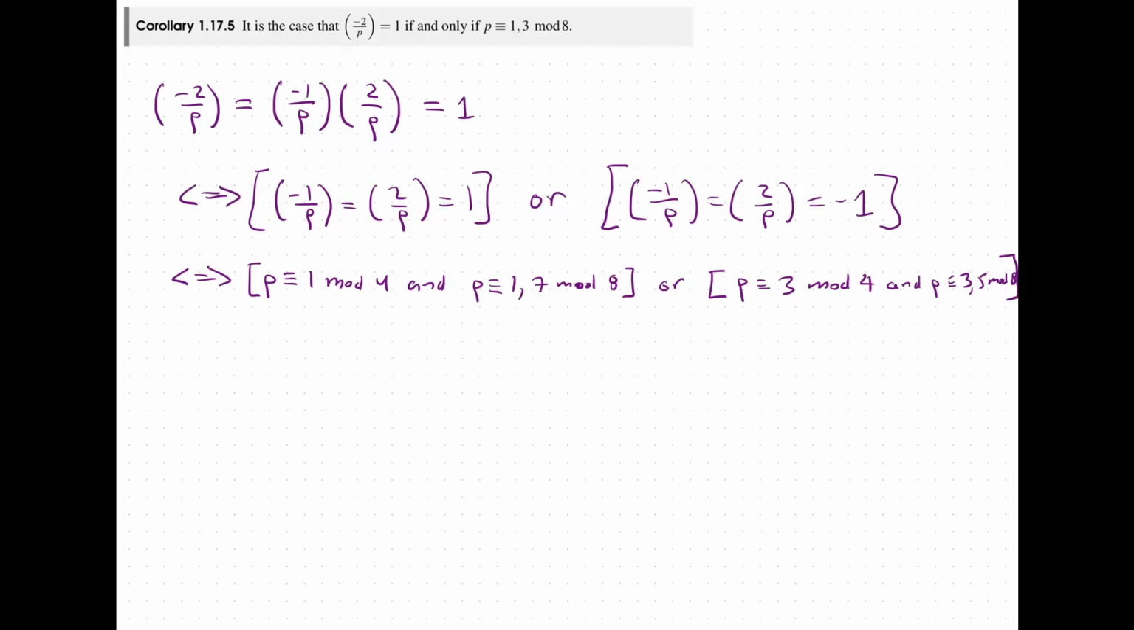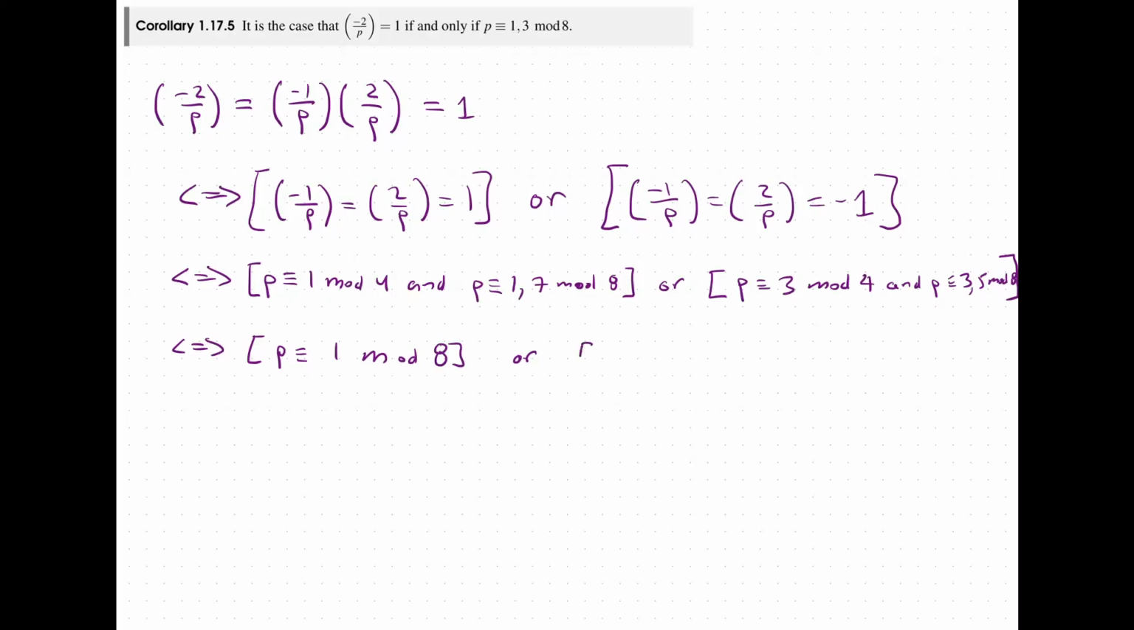And so we have this here. But now, if we look at this, p is congruent to 1 mod 4, and p is congruent to 1 or 7 mod 8. The only way that this is a valid statement is if p is exactly congruent to 1 mod 8. Because if p is congruent to 7 mod 8, then p will be congruent to 3 mod 4. And so the first one just reduces down to p congruent to 1 mod 8.